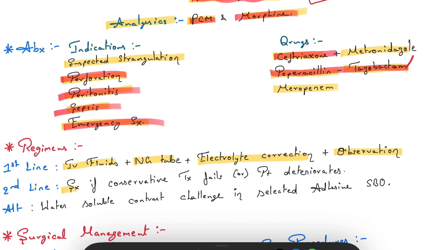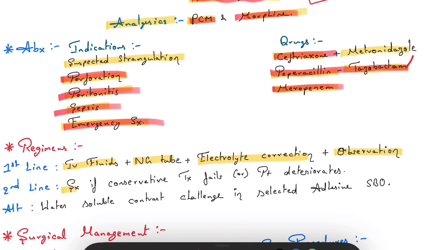Next we can see piperacillin tazobactam. The class is penicillin with beta lactamase inhibitor. The adult dose is 4.5 grams intravenous, which we have to give every 6 to 8 hours. The duration is based on clinical response, and the coverage is broad spectrum.